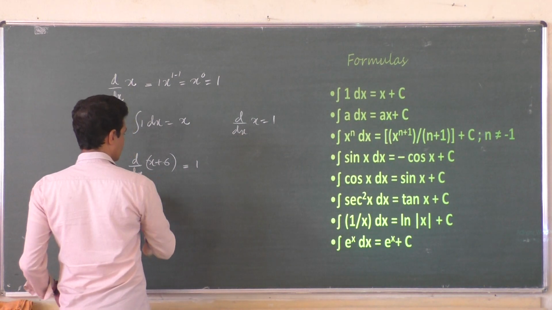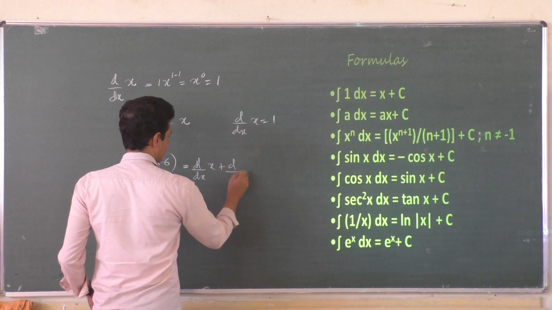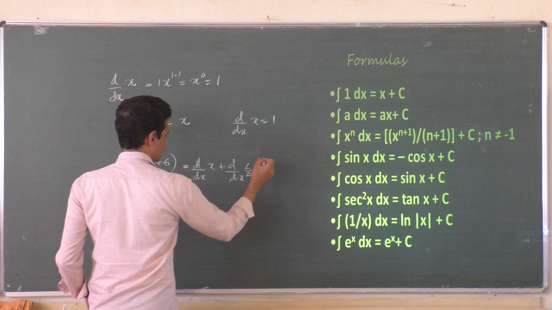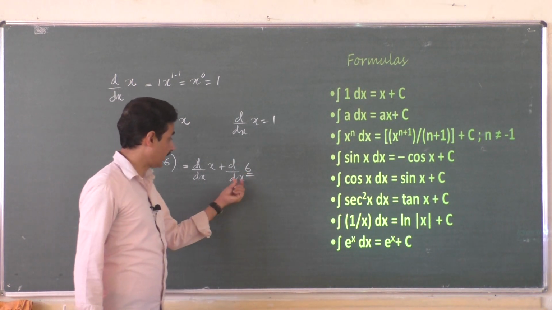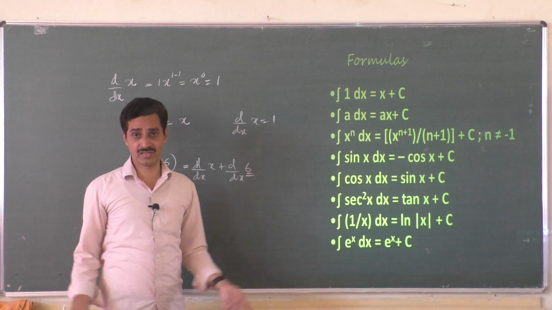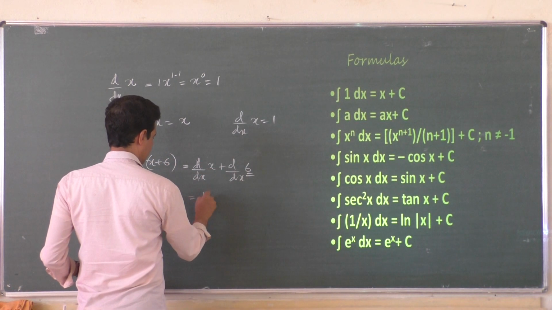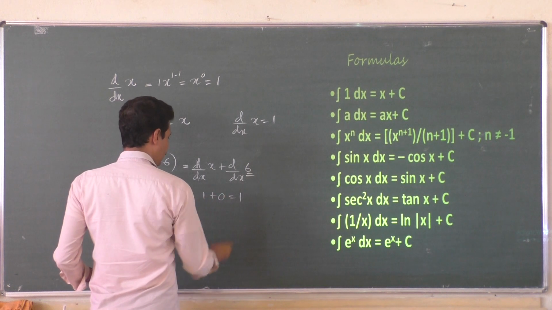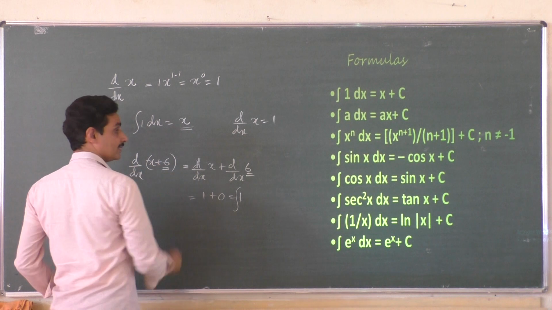Why? Because this is equal to d by dx of x plus d by dx of 6. But d by dx of 6 is 0. Differentiation of 6 is 0, because as x varies, 6 doesn't vary. 6 is a constant number. So d by dx of x is 1, 1 plus 0, that is 1. Then what is the integration of 1? We wrote it as x. But where is this 6?